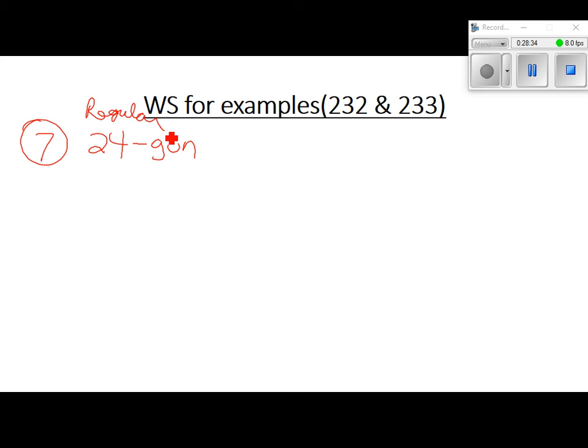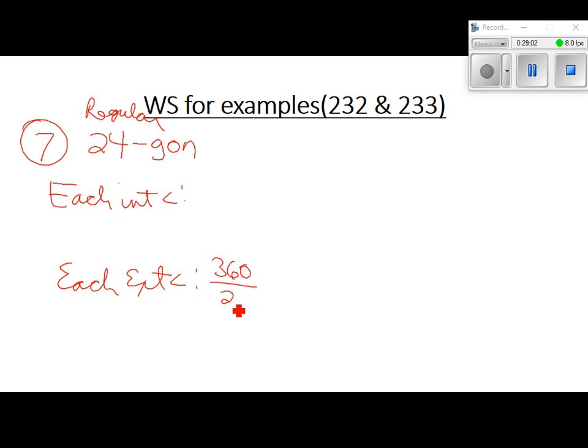What I'm going to do first, everybody always wants to find each interior angle first. I wouldn't do that. If I'm looking for each interior angle and each exterior angle, I'm going to find each exterior angle first. So what's the formula to find each exterior angle of a regular 24-gon? 360 divided by the number of sides. So here I'm going to put 360 divided by what? 24. Somebody help me out. What is 360 divided by 24? 15.